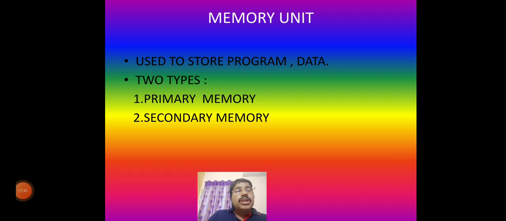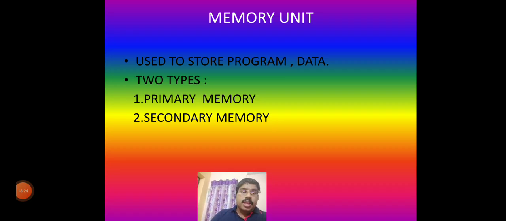Next, coming to its types, there are two types of memories: primary memory and secondary memory. What do primary memory and secondary memory mean? First, the primary memory is the fastest memory. That means storing data in or retrieving data from the primary memory will be very fast. Second, it is an inbuilt memory.